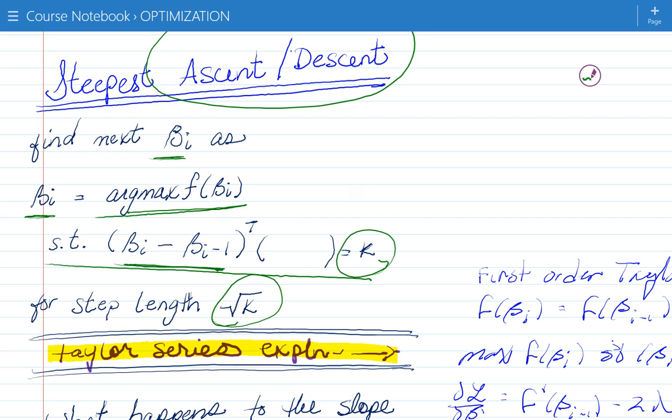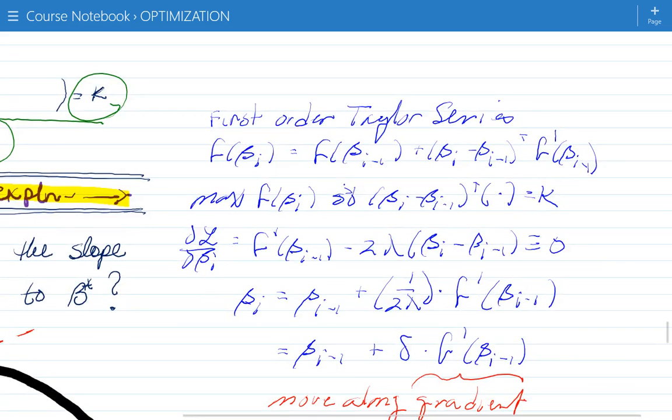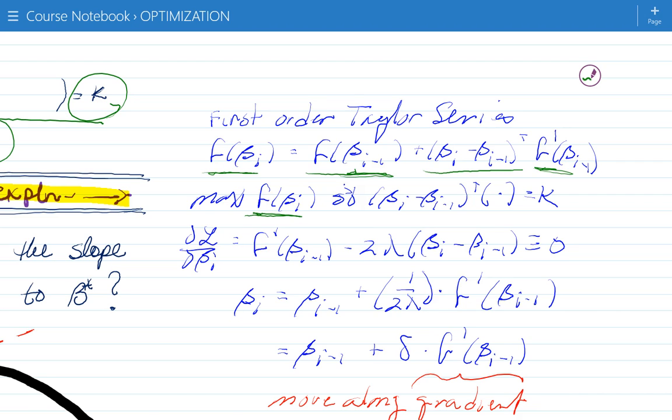Now to look at this, we'll look at the first order Taylor series approximation to see what we get. Our first order Taylor series approximation is to say that I am going to look at the function at beta I, my next step, around my current function at beta I minus 1. And a first order Taylor series is going to say that the function at beta I is equal to the function value at beta I minus 1 plus the difference between beta I and beta I minus 1 times the derivative of the function at beta I minus 1. I'm standing right now at beta I minus 1. I'm trying to figure out where to go next. Well, I want to find the beta I that maximizes this function subject to this particular step length.